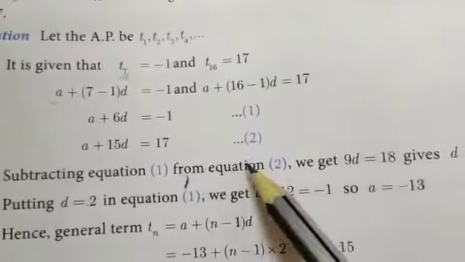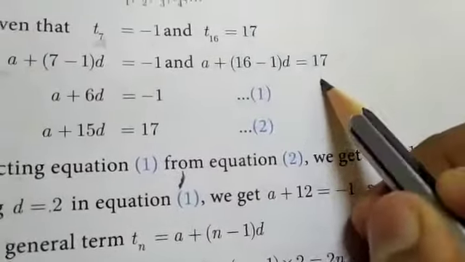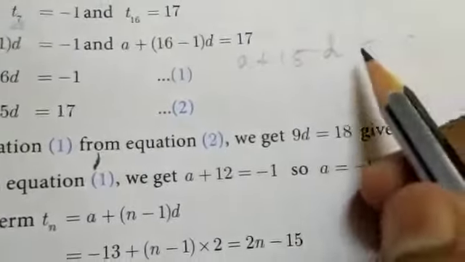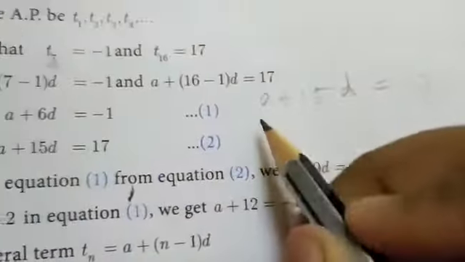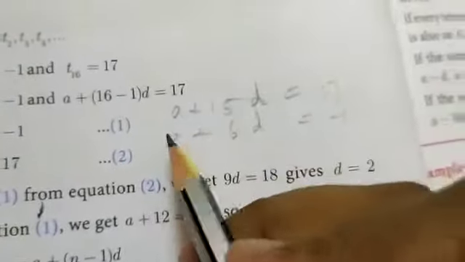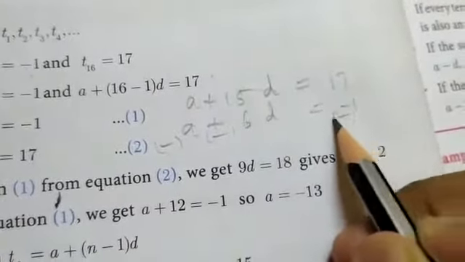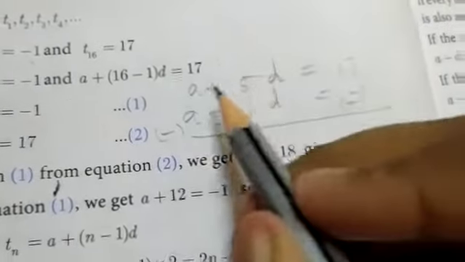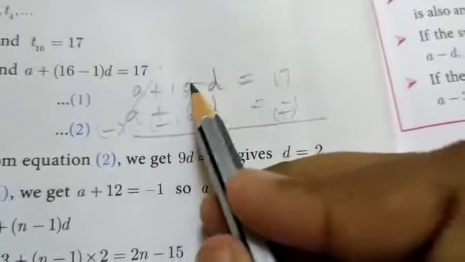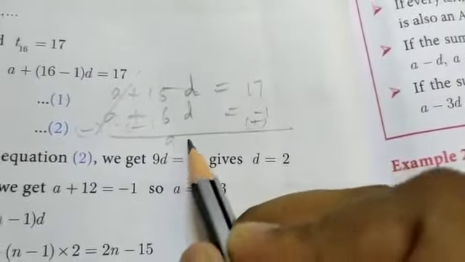So subtracting equation 1 from 2, we get a plus 15d equal to 17, minus a plus 6d, which is equal to minus 1. So I am changing the sign now. This will become plus. So I will cancel this a minus a. Then 15 minus 6 is nothing but 9d.